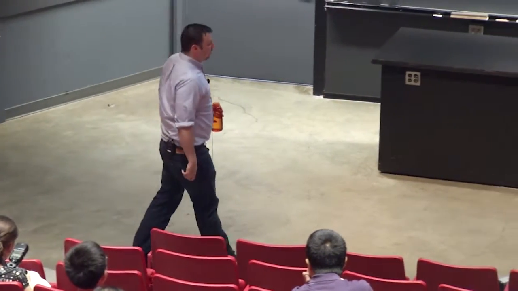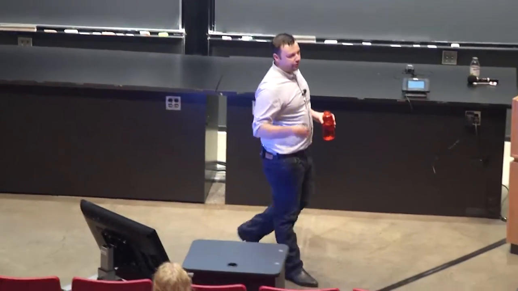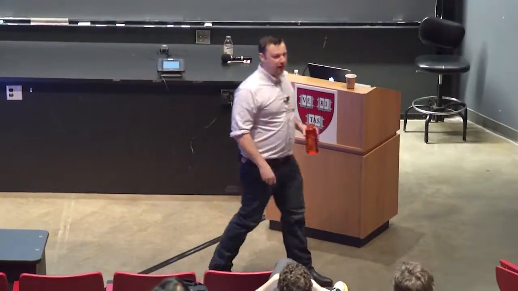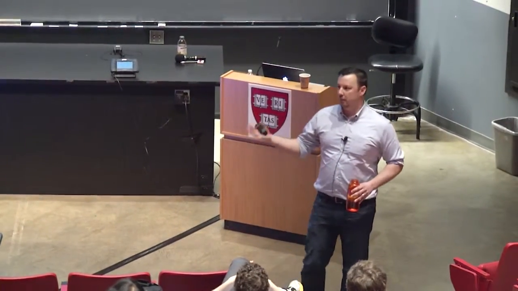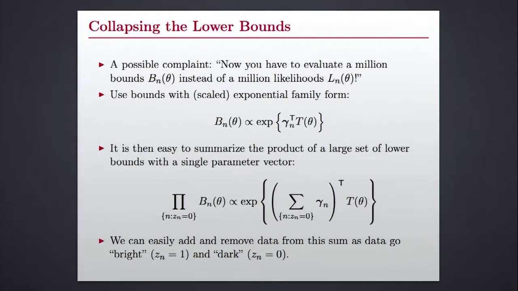Now, you might reasonably complain, okay, that's great, you've thrown away all of these likelihoods, but now you have 1 million bounds. But we have some flexibility in choosing our bound. In particular, if we choose the bound such that it's something like a scaled exponential family, then it has the very nice property that this product of 1 million bounds just becomes one bound in the same class. I just mean that if my bounds have the form e to the linear thing in some function of my parameters, then I can collect that very big product into just one thing by summing those parameters.